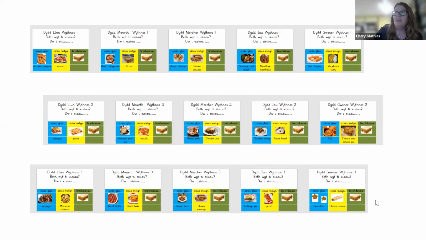Again, there's my quick showing you all the options. It's the 3-week cycle every day. It's reinforcing the days of the week. Week 1 as well, week 2, week 3, and beth wyt ti eisiau. So that's how I use it for dinners.